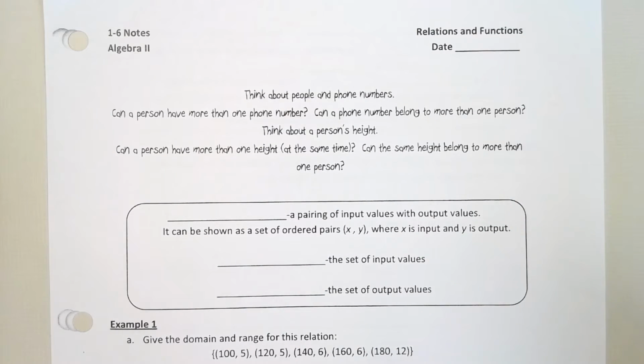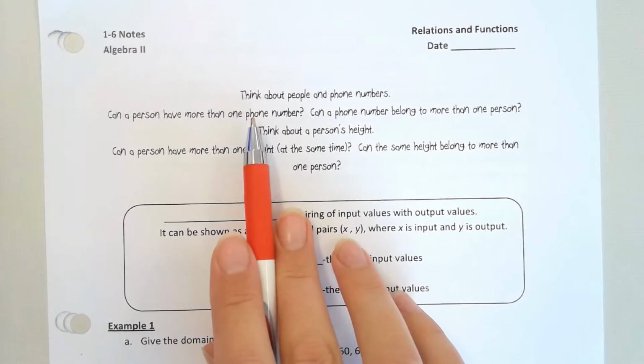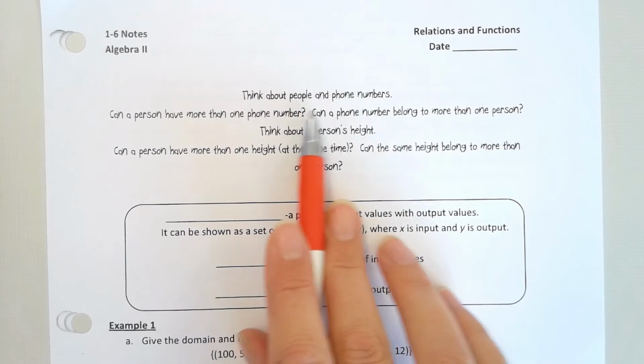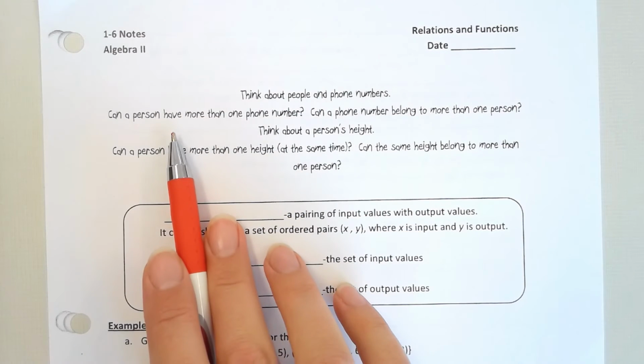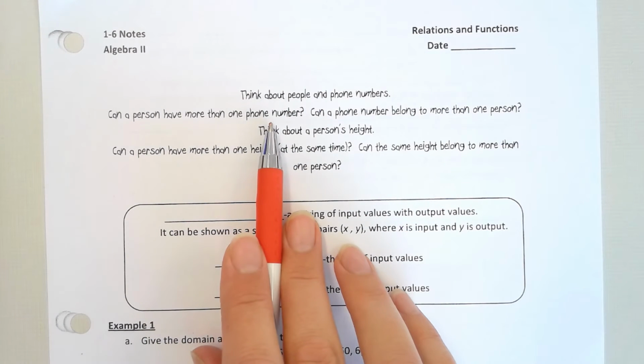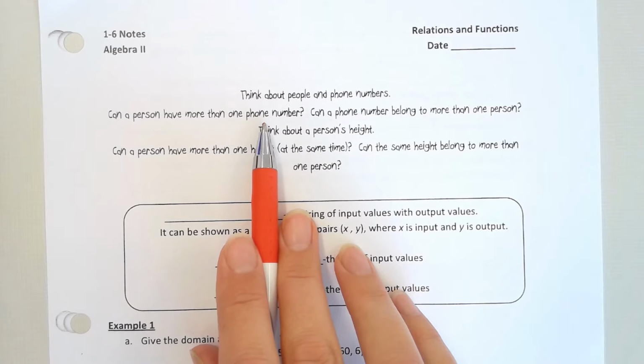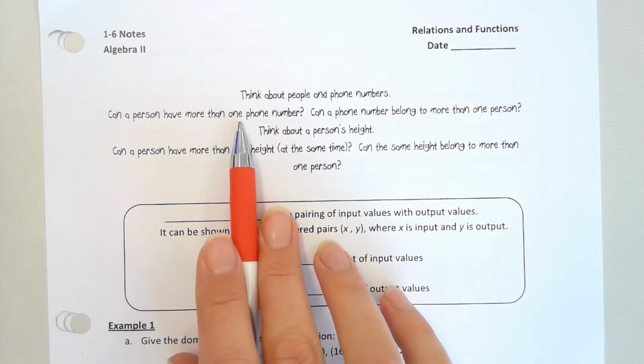This is a lesson on section 1.6, and we are talking about relations and functions. So we're going to first start out with a couple just general ideas. We're going to think about people and their phone numbers. Can a person have more than one phone number? Absolutely. I can have a cell phone, I can have a home phone, and maybe I have a work phone. So that is one person with more than one phone number.